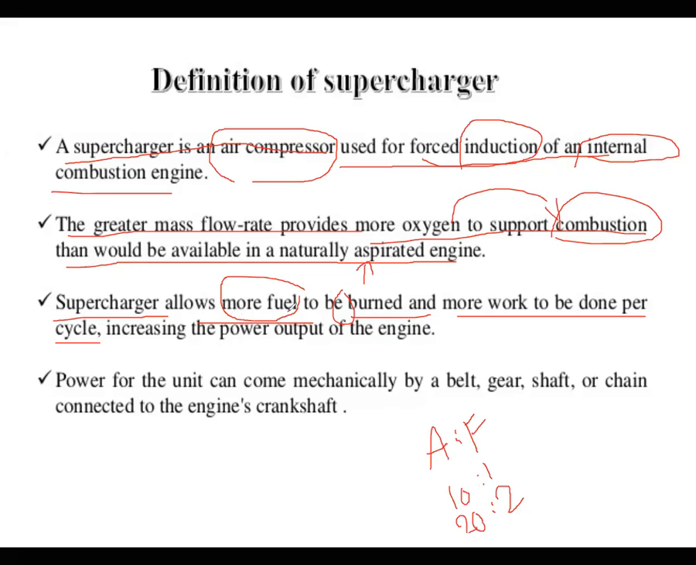So the more fuel is allowed, the more is burnt and more work is done per cycle, because when the air is more, the fuel also would be more. Otherwise, if the air is less, the fuel consumption is also less, so the power would be reduced. So the power can increase if you keep increasing the fuel rate. The more fuel burned and more work done per cycle increases the power output of the engine.